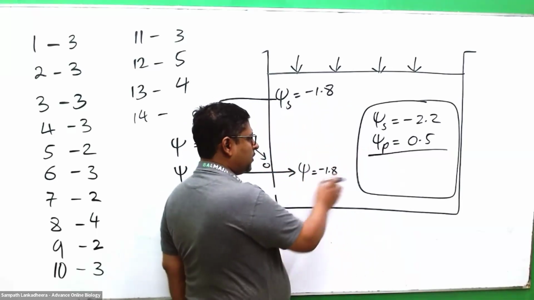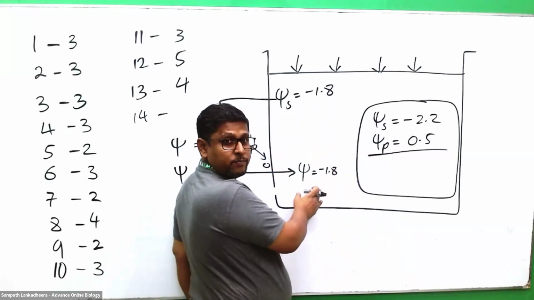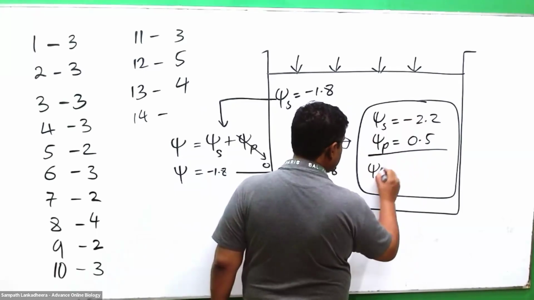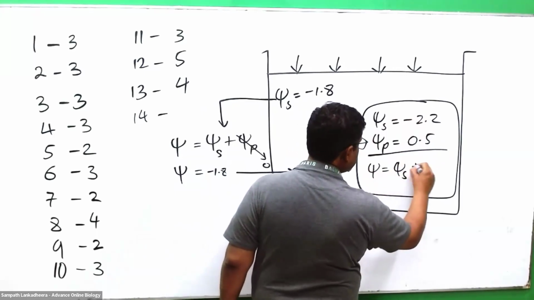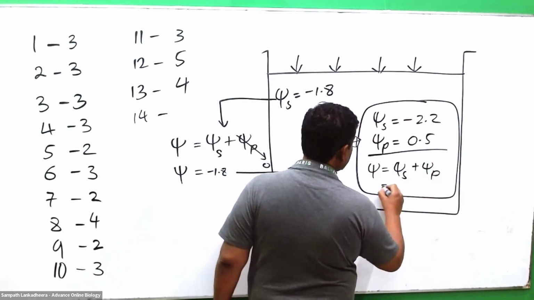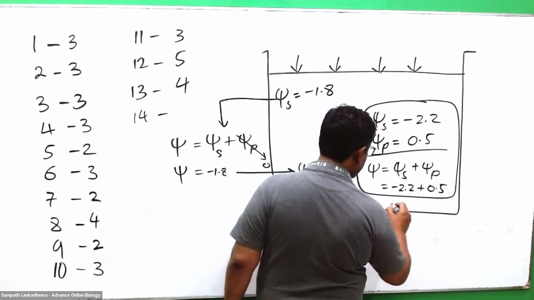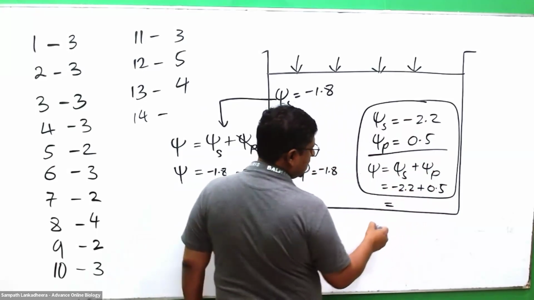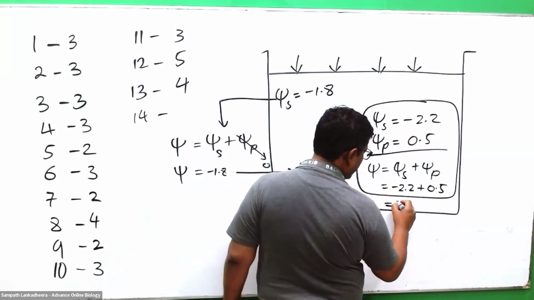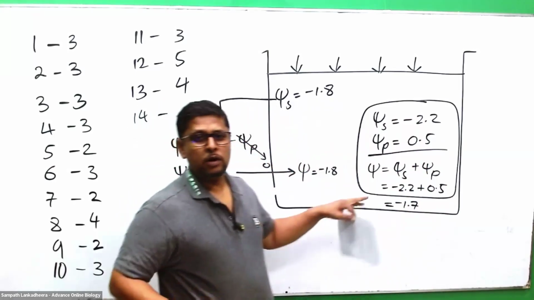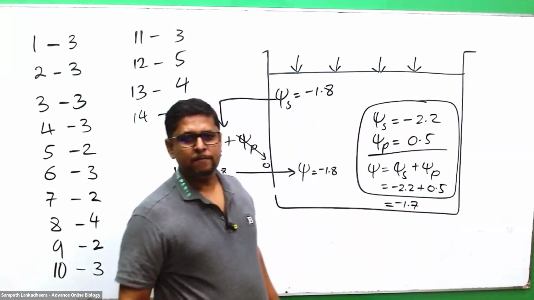We know after 45 minutes, the cell has to come to this value. But what is the water potential? How do you find that? Water potential is equal to psi S plus psi P. So minus 2.2 plus 0.5 gives minus 1.7. So the cell water potential is minus 1.7.